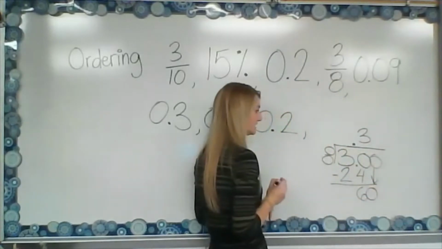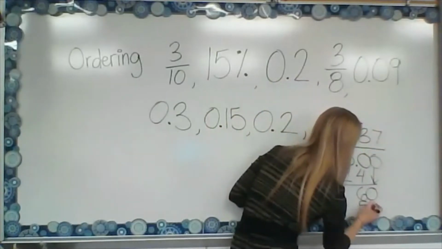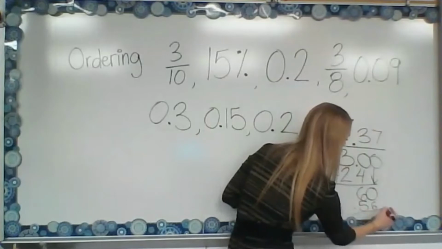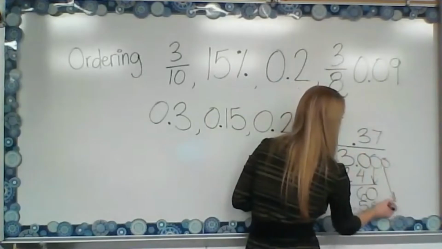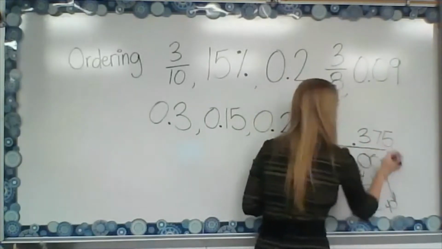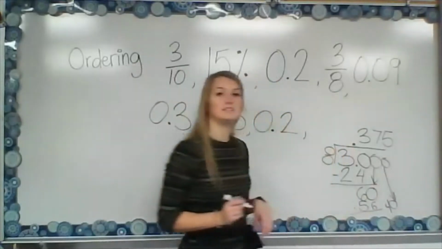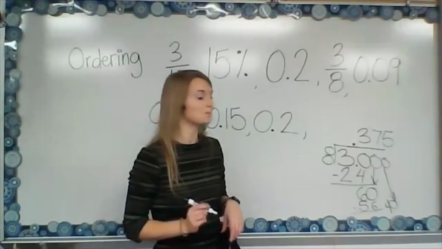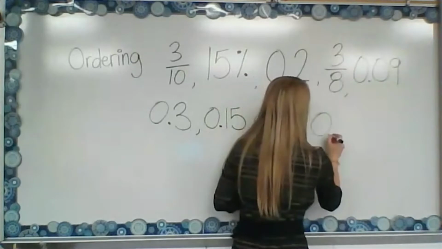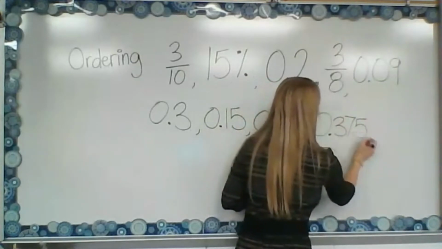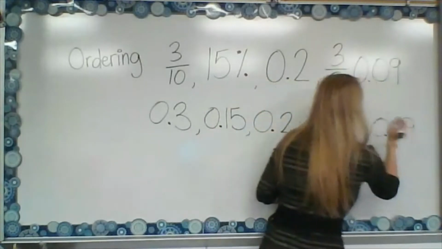8 goes into 60, how many times? 7. That's going to be 56. I'm going to subtract and get 4. And so then I drop my other 0. And how many times does 8 go into 40? 5 times. And that's going to work out perfectly. So 3/8 as a decimal is 0 and 375 thousandths. Okay? I'm going to rewrite my decimal. And then 0 and 9/100 is already a decimal, so I don't have to do anything with that either.